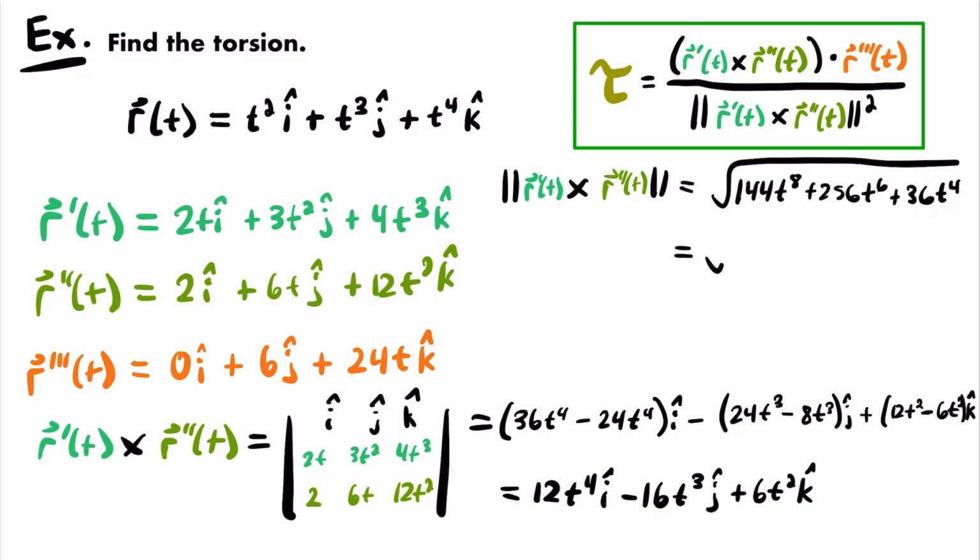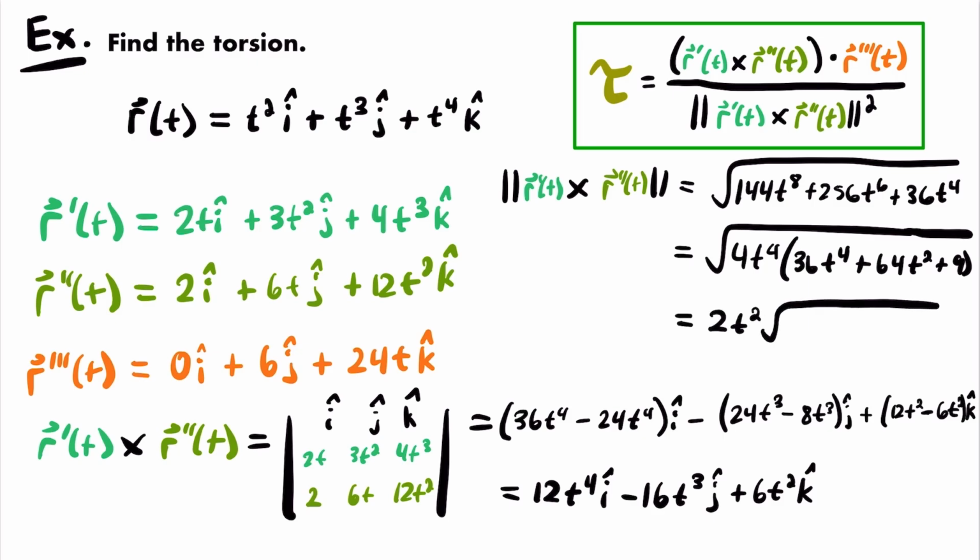So this would be equal to the square root of 4t to the power of 4 times 36t to the power of 4 plus 64t squared plus 9. Okay? That's what you're left with from these terms after pulling out this common factor. Now, the reason we did that is because we can take the square root of 4 and t to the power of 4. That will give you 2t squared times the square root of these terms. And so you have 36t to the power of 4 plus 64t squared plus 9.